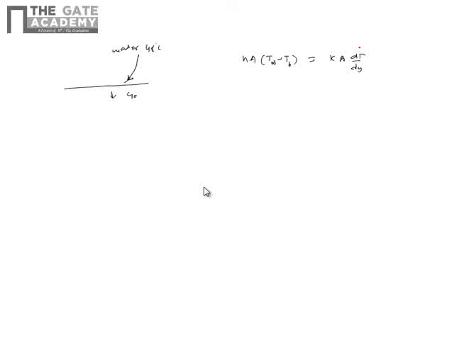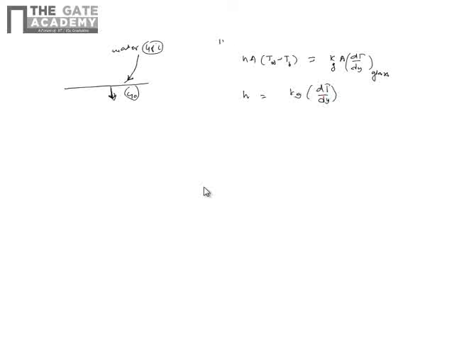I should write -k dT/dy, but we are just taking the magnitude only, so I am just writing kA dT/dy, for the glass. The heat convected from far away, from 48 to 40, goes into the glass. From this I can write the heat transfer coefficient h, which is what I need, as kG dT/dy divided by the temperature difference.